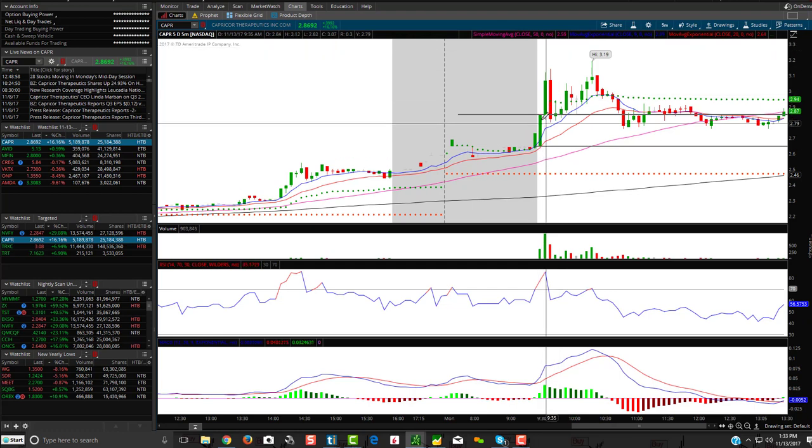If you miss your entry, don't chase these big candles. Wait for it to fall back down. You want to be very careful of these wicks and shadows here.